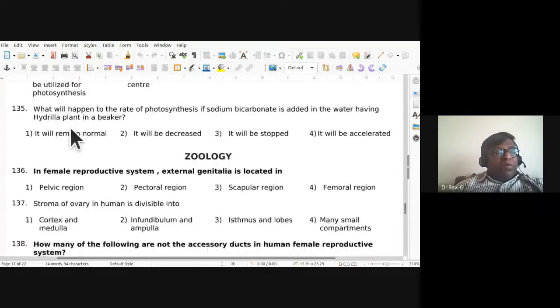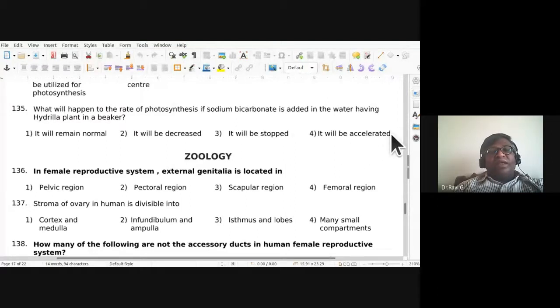135th, what will happen to the rate of photosynthesis if sodium bicarbonate is added in the water having a hydrilla plant in a beaker? It will remain normal, or will the rate of photosynthesis be decreased, or will it be stopped, or will it be accelerated?